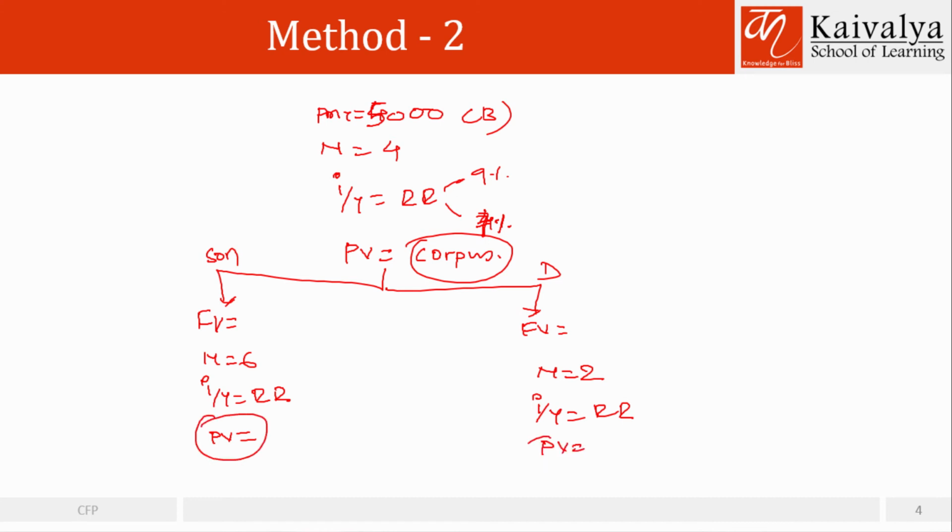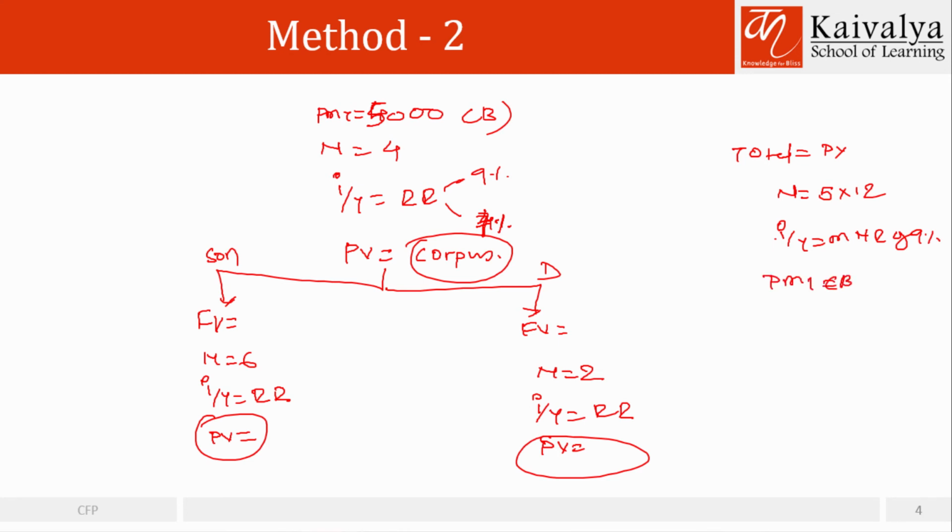Now surprisingly, even though we have done something different, the total of present value would remain same as the previous question. So this becomes PV. N is equal to 5 into 12. I/Y is once again MNR of 9%, and let's find out PMT. It should also, in beginning mode, give you the same answer. Now what have I done here? That is the question coming to your mind. So I'll just highlight what have we done.